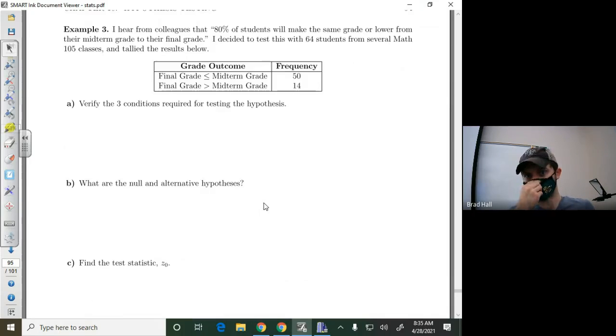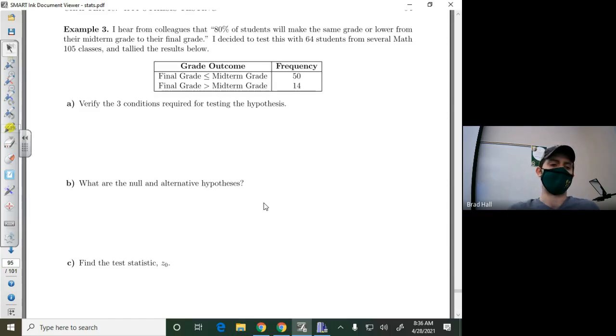Let me take about 64 students and try to figure out how often it happens that someone gets the same grade or lower on their final, or if they actually raise their grade up. Now, it's definitely a lot more rare. And so I counted the frequency of how many times this happened. 50 students ended up with the same grade or lower from the midterm to the final. About 14 students got a better grade by working really hard.